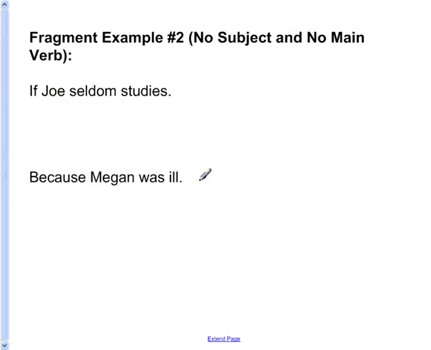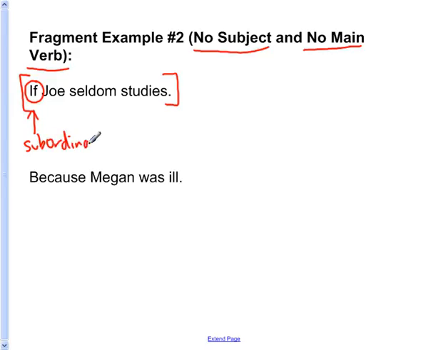Let's look at another example of a fragment. In these cases, these sentences both are missing a subject and a main verb. The first example, if Joe seldom studies. Here, the word if tells us that this is a subordinate clause, because from the parts of a sentence video, we learned that if is a subordinate conjunction, and subordinate conjunctions always begin a subordinate clause.